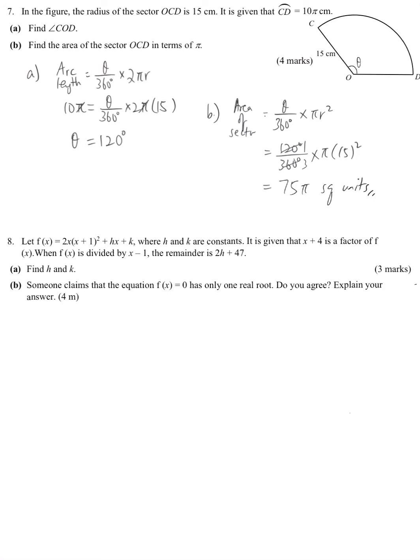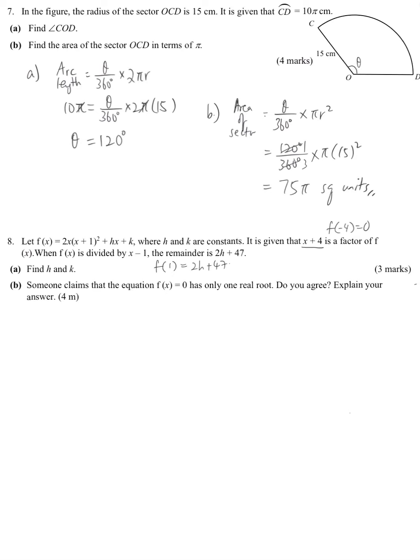Then for number 8, we are given the f(x) equation already, so that's good, and then we're given that x plus 4 is a factor, so f(-4) is 0, and then when it's divided by x minus 1, so f(1), we get a remainder, which is 2h plus 47. So we're going to make use of these two statements and make two equations.